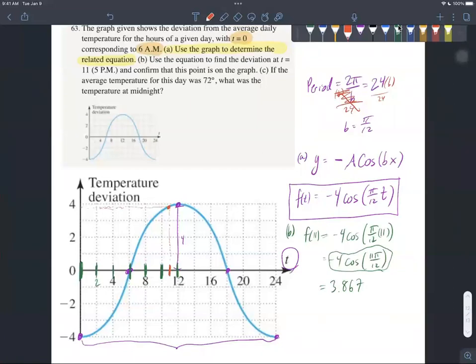And then finally, part C, if the average temperature for this day was 72 degrees, what was the temperature at midnight? Okay, so if we were at 5 p.m. on that red mark, then this is 6 p.m. 2 hours later would be 8 p.m. 2 hours later would be 10 p.m. And we wanted the temperature at midnight, so that would be the next 2 hour mark. Oh, so at 12 a.m.